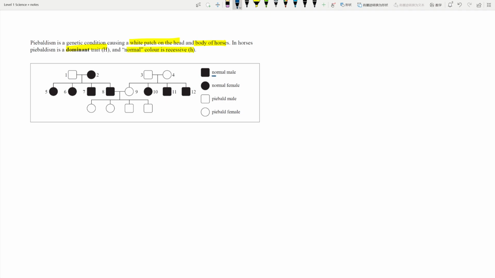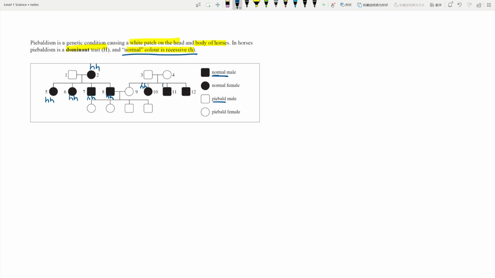Now, when we look at the chart, normal is shaded, and these guys are not filled in. So which one is recessive? The normal color is recessive. So don't even think about it. Just go small h, small h, small h, small h, small h, small h, small h, small h.